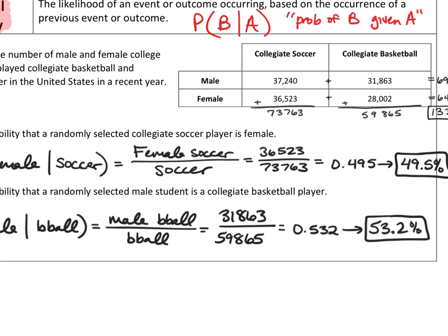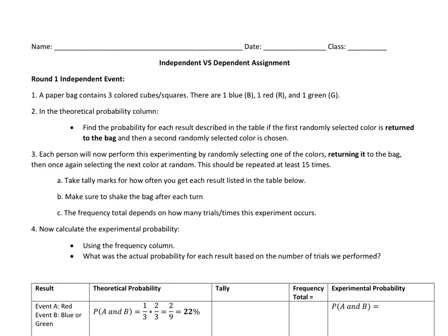Now, just like last class, our classwork assignment today, which is homework if you do not finish it, is an experiment of sorts. I'm going to walk through how to do the experiment, and you're actually going to do this experiment with your table, because I only have 9 versions of the experiment for us to use. So a paper bag contains 3 colored cubes or squares. There's 1 blue, 1 red, 1 green. And first, before you do anything in the experiment, you're going to do the theoretical probability that the result in your table occurs. So I've done the first one for you.